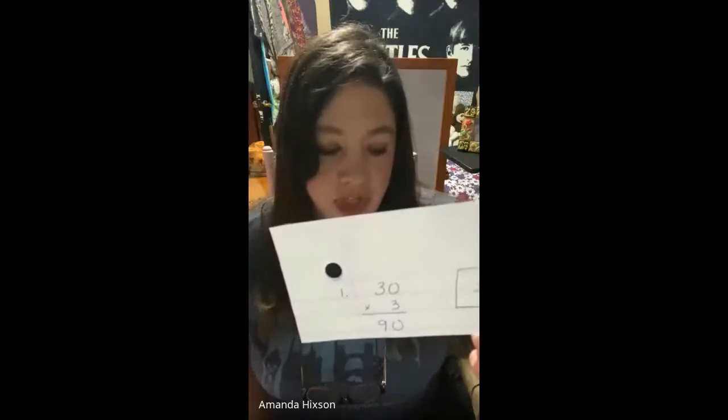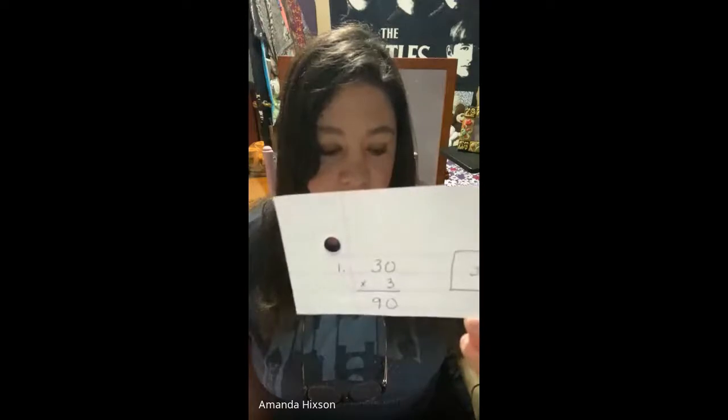You can also use addition by doing 3 30s and adding them together. That is correct. Multiplication is repeated addition, and you'll get the same answer if you add 3 30s together. 30 times 3 is 90.